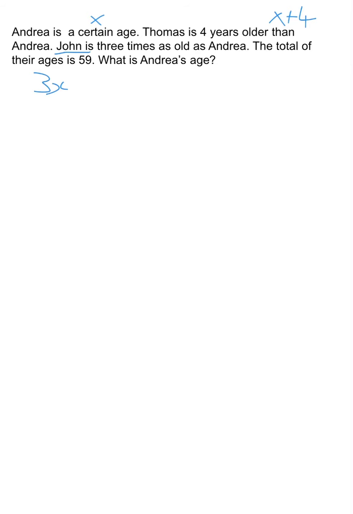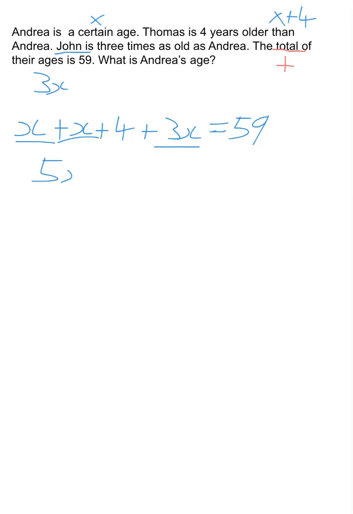Then we're told the total of their ages is 59. What is Andrea's age? So the total, when you see that, that means add. So let's add up all of the ages. We have Andrea with x, Thomas then, so x plus 4, and then John, 3x, and that's going to be equal to 59. So x plus 3x will be 5x. We're left then with 4 equal to 59.